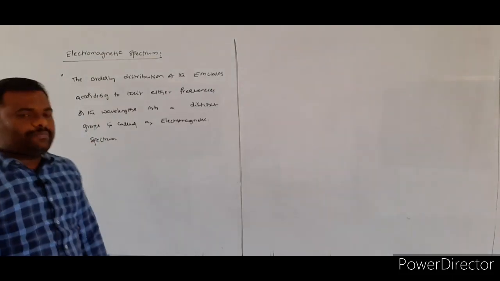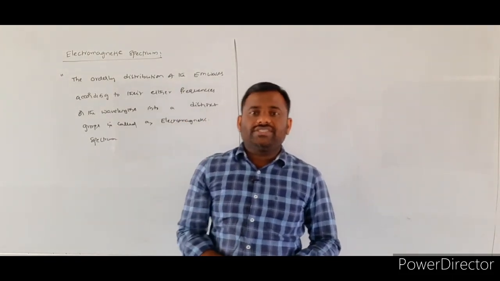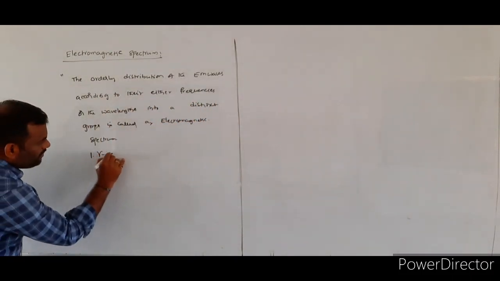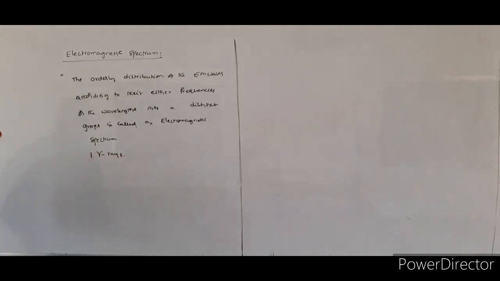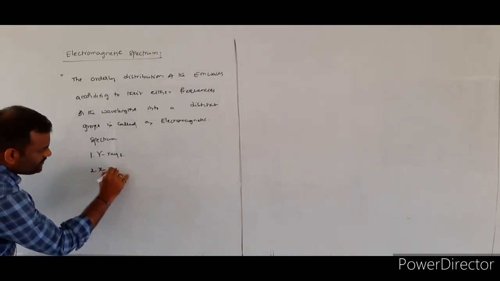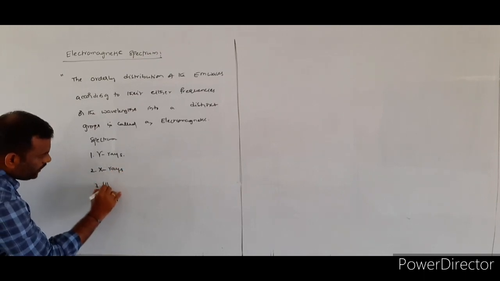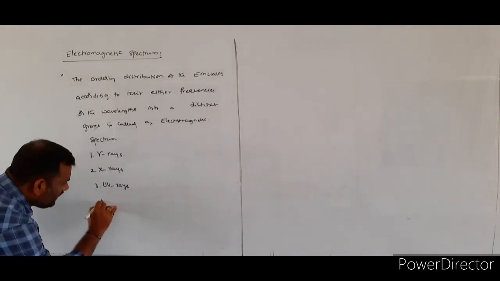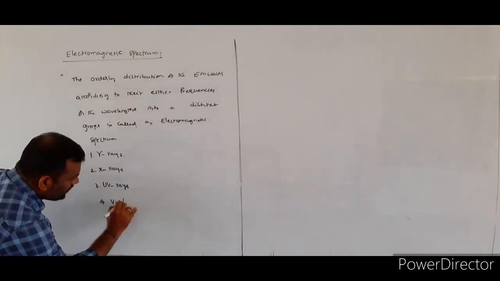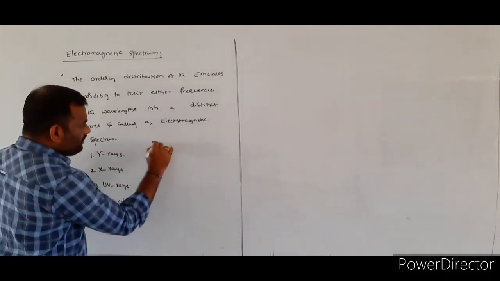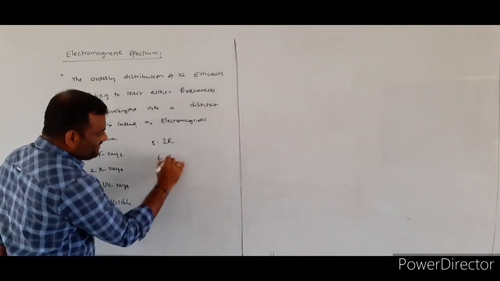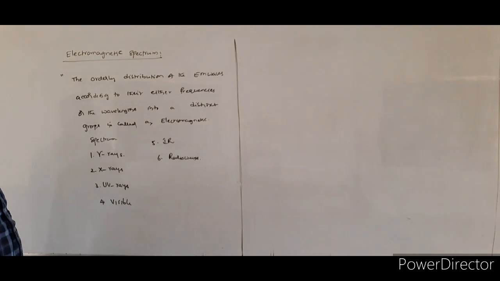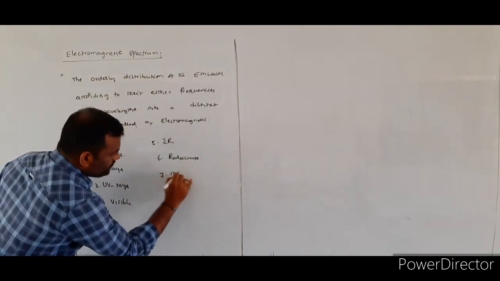In the electromagnetic spectrum, we have different types of radiations. What are they? The first one is gamma rays. The second one is X-rays. The third one is UV rays, ultraviolet radiations. The fourth one is visible radiation. The fifth one is IR. And the sixth one is radio waves, and also microwaves.